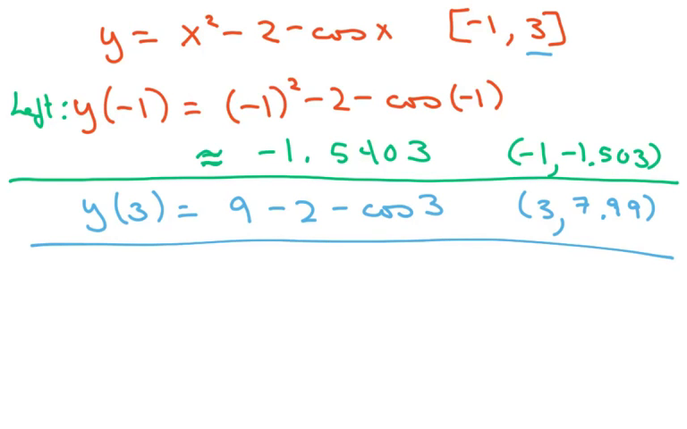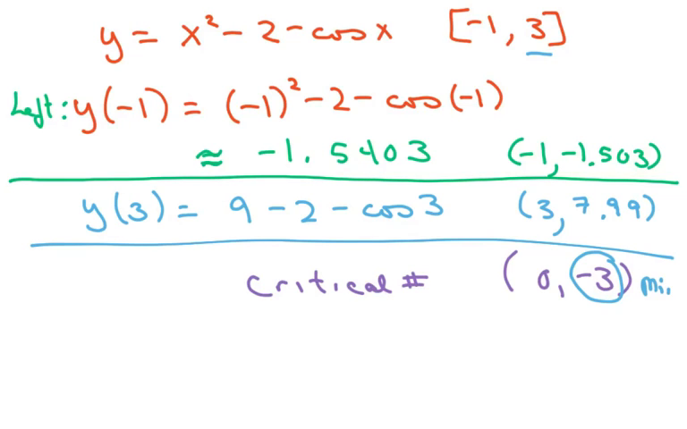And then our critical number was (0, -3). So looking at our y values, my smallest number is negative 3. So this is going to be your minimum. Our largest y value is 7.99. So this would be your maximum.